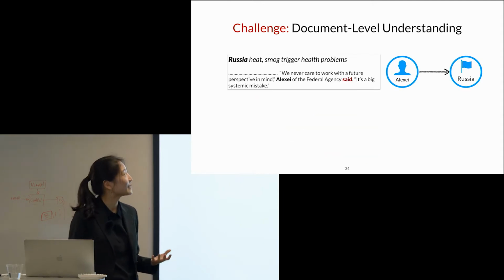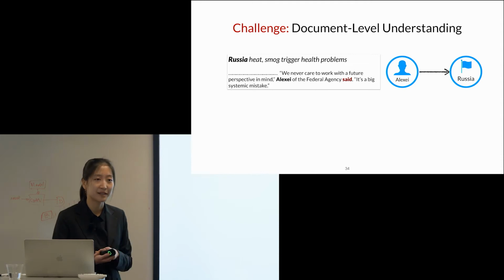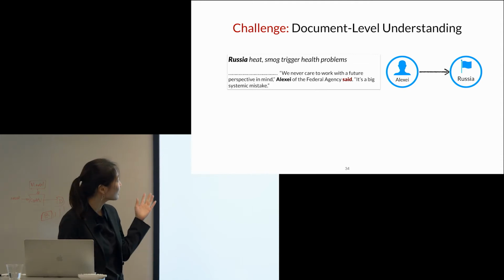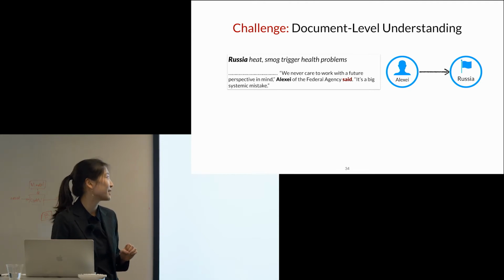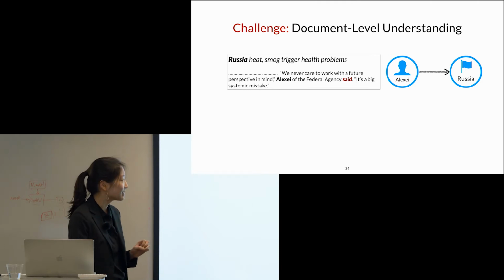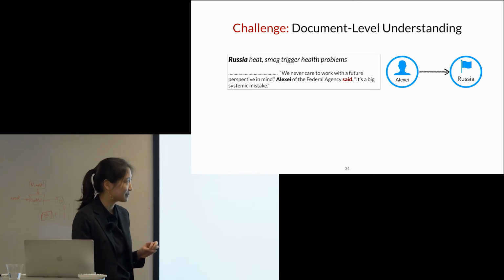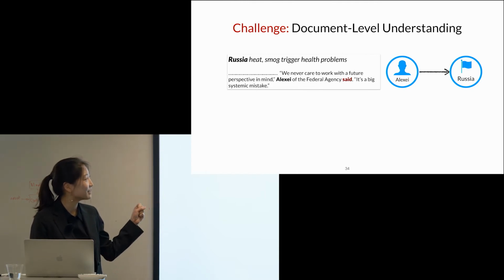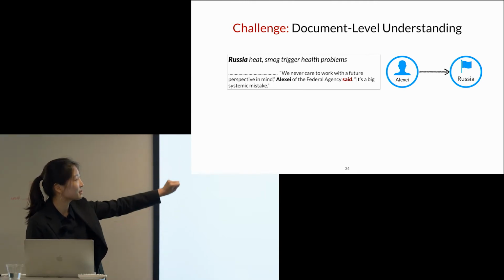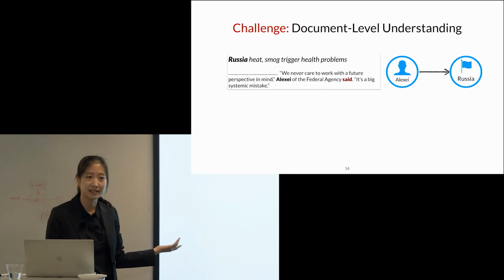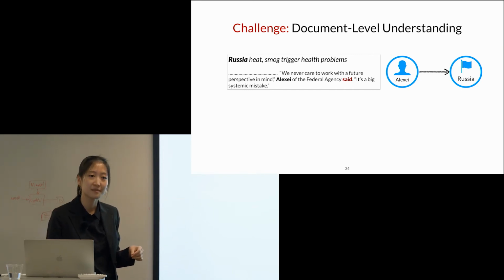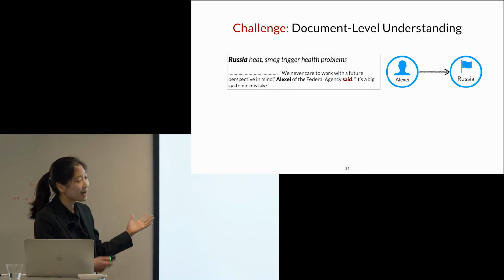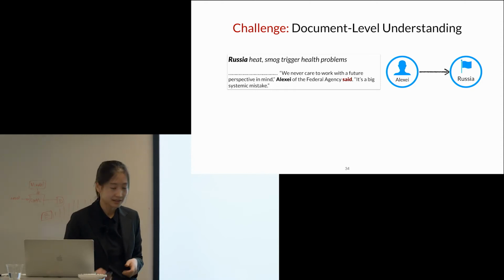The second thing that our model has to do is document level understanding. So look at this document. It's about Russia heat smoke triggering health problems. "We never care to work with a future perspective in mind." Alexei of the federal agency said it's a big systematic mistake. It's actually really hard for a traditional NLP system to find this relationship because they don't even appear in the same sentence. But the sentiment is pretty obvious here, that he's negative toward Russia. So now the model has to be able to do document level understanding.